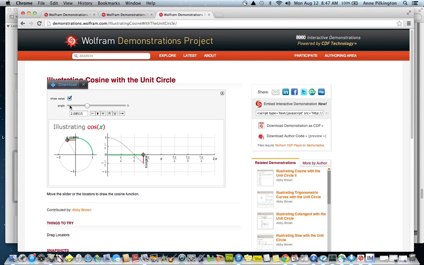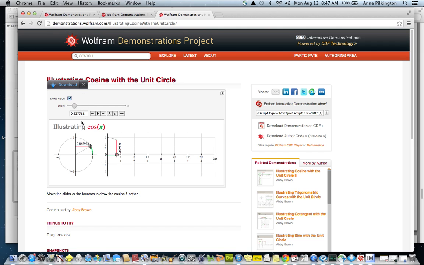Okay, let's look at the graph of cosine. We have cosine of 0 is equal to 1. So the first point on our graph, when x, the angle, is 0, we have cosine of 0 equals 1. So the point (0, 1) is on the graph.